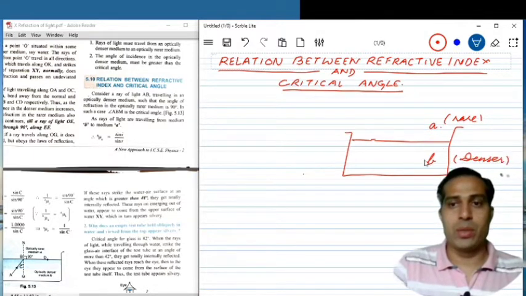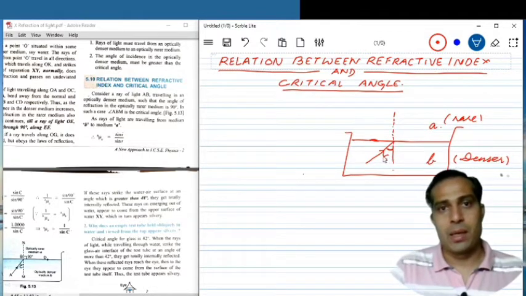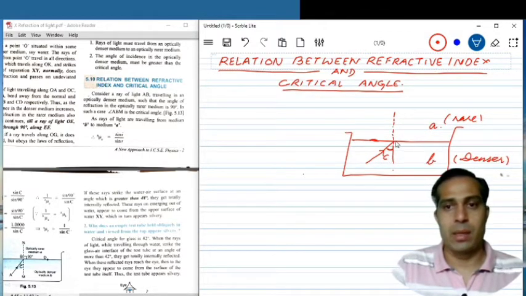Now we are going to discuss when the ray of light is traveling from denser medium to rare medium. Like suppose the ray is traveling from here, from the denser medium, and at the point of incidence this will be the normal line, and this angle will be the angle C. This is called the critical angle.